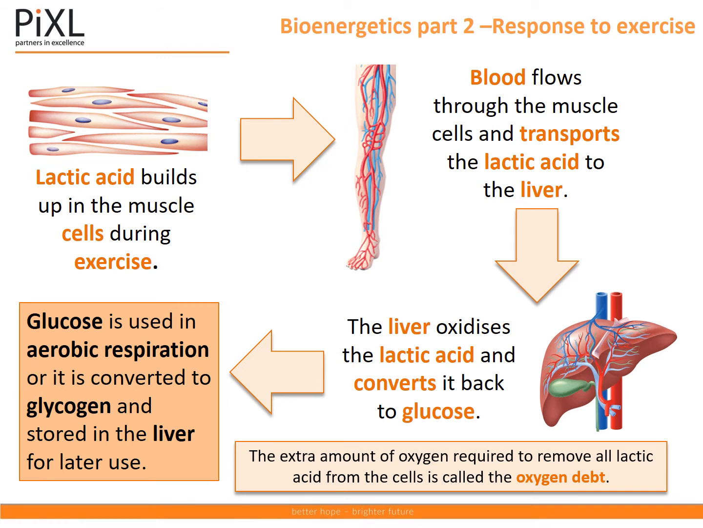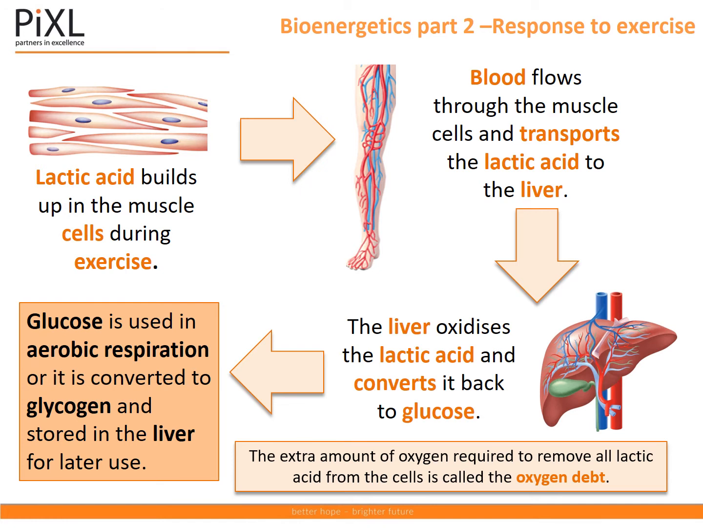Lactic acid builds up in the muscles during exercise. Blood flows through the muscle cells and takes the lactic acid to the liver. The liver oxidizes the lactic acid, so reacts it with oxygen, and converts it back into glucose. We can then use that glucose to respire aerobically, or it can be converted into glycogen if it's not needed, and stored away in the liver.